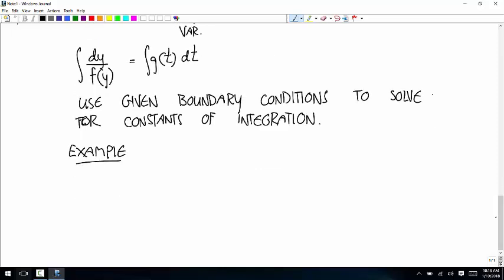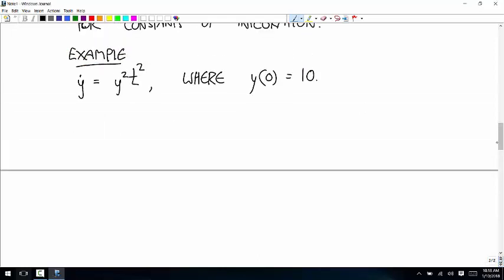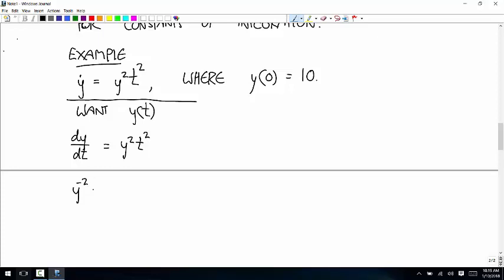Okay, so let's say that we want to solve the differential equation y dot is equal to y squared t squared, where y at time equals 0 is equal to 10. So we're looking for a function y of t. We can rewrite this as dy dt is equal to y squared t squared. And then separate it into y to the negative 2 dy is equal to t squared dt.